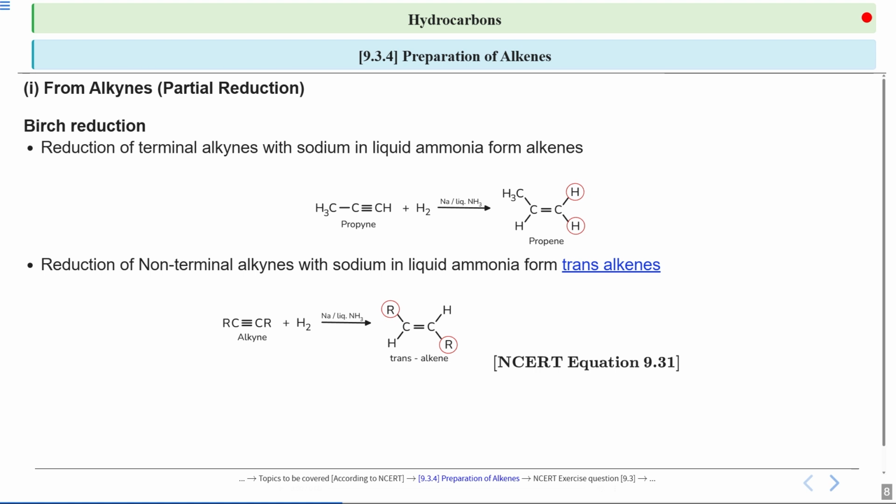You can see here that RC≡CR plus H2 is reacting with sodium in liquid ammonia to give us trans alkene because the two R's are present on opposite sides, right? And the same can be said about the hydrogens. Finally, we can apply this to a specific example such as but-2-yne. So but-2-yne undergoes Birch reduction and it gets converted into trans-but-2-ene because here both CH3 groups are on opposite sides and both hydrogens are on opposite sides.